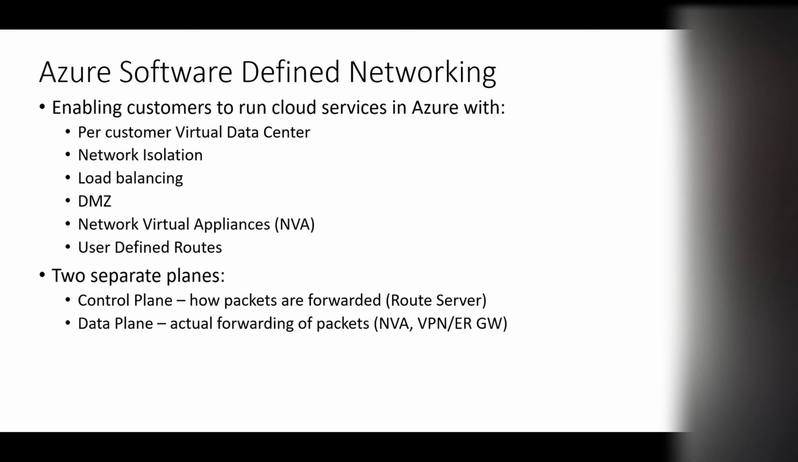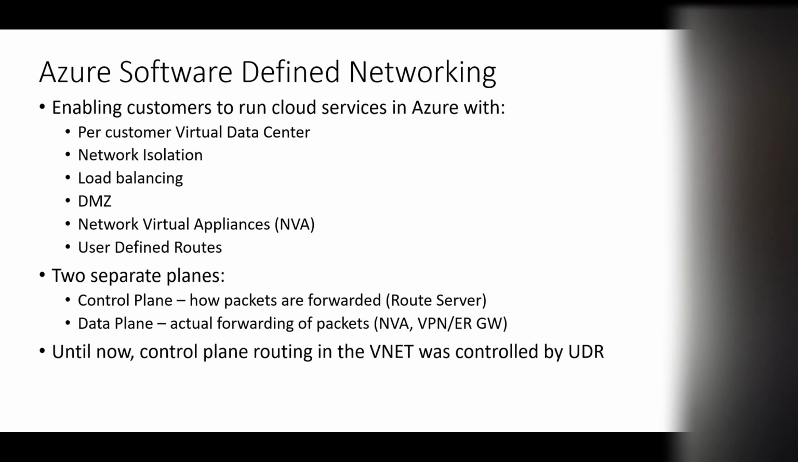When you think about SDN, as most of you are aware, there are two separate planes. There's the control plane, which determines how packets are supposed to be forwarded, and the data plane, which is the actual forwarding of the packets. So think of a control plane as your UDR or the route server, as we're going to talk about in a bit. Whereas a data plane would be like your NVA, your SD-WAN router that's sitting in Azure, or the VPN or Express Route Gateway. The control plane will determine how it will get to its destination, but the data plane actually carries that traffic.